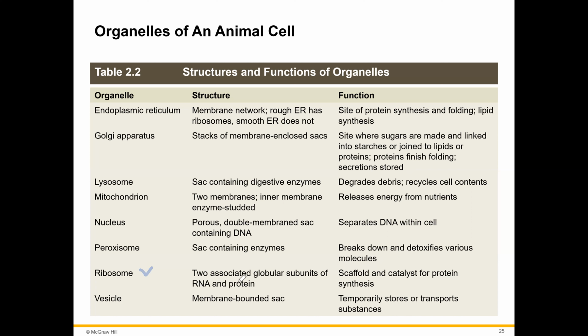Ribosomes, two associated globular subunits of RNA and protein, are a scaffold and catalyst for protein synthesis. Vesicle, a membrane-bound sac, is for temporary storage or transport of substances.